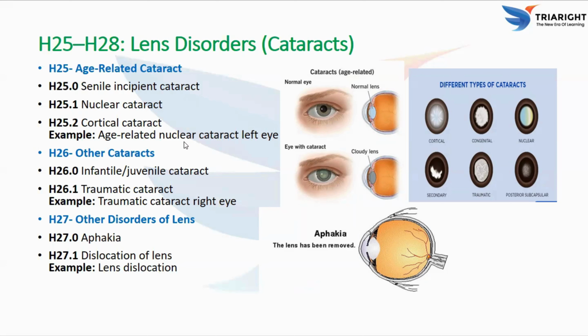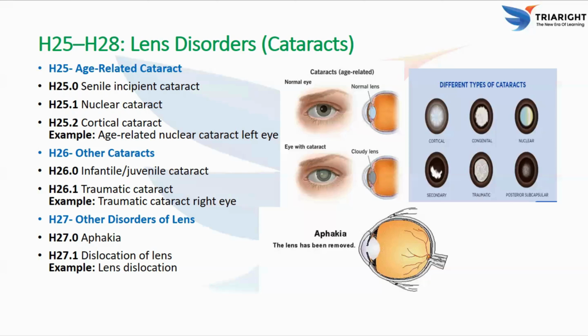So these cataracts occur as a part of normal aging. The lens proteins slowly degenerate, becoming cloudy. So H25.0 describes the senile incipient cataract. So what do you mean by incipient? Early stage. So only a small part of the lens is cloudy. So patients may have mild blurred vision, glare at night, or difficulty in reading.